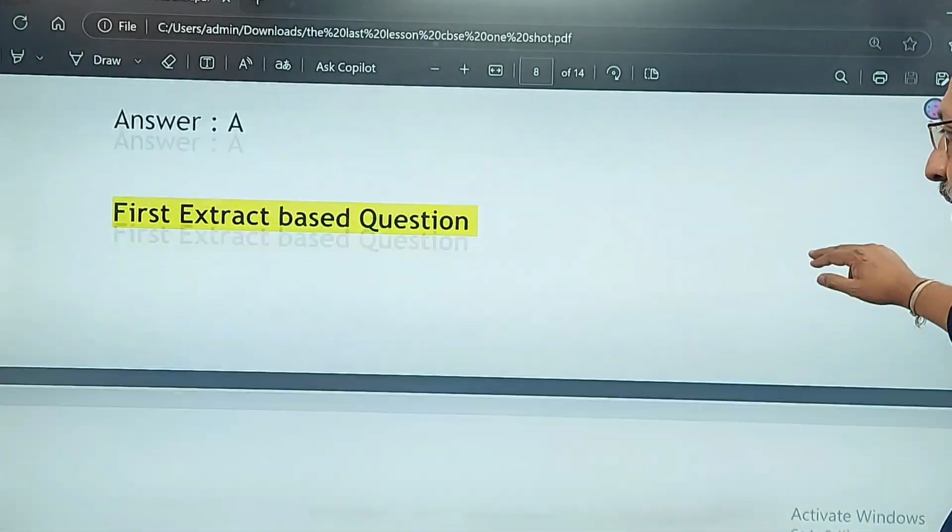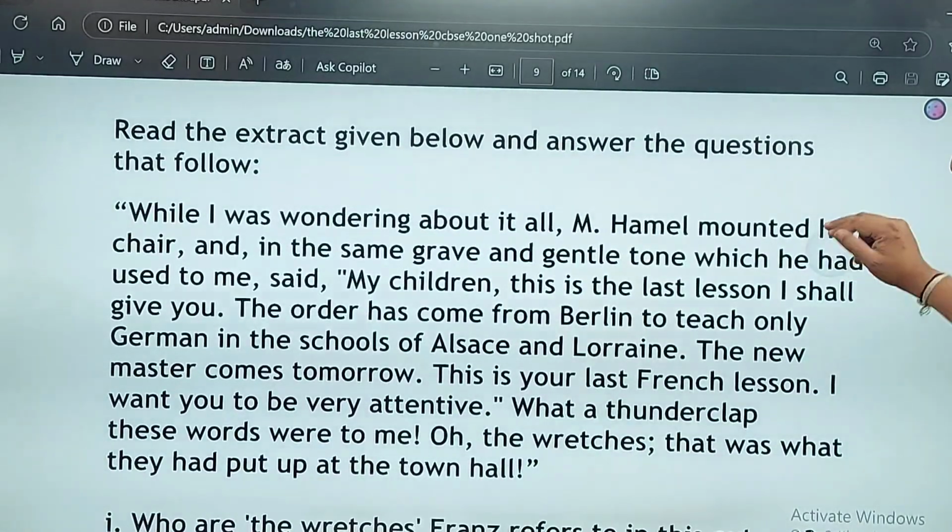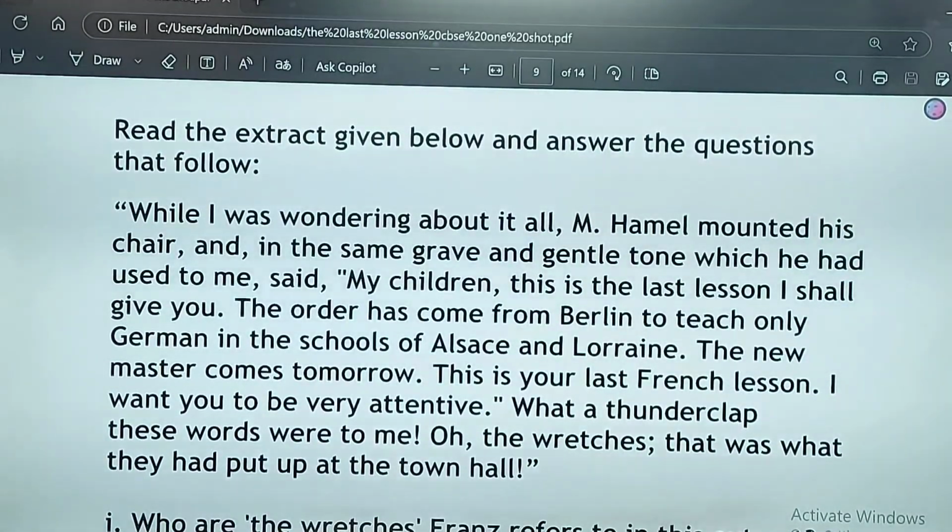Let's look at the extract based question. So I want you to first read the extract and then we will go to the questions. I'll give you 30 seconds to quickly read the extract.